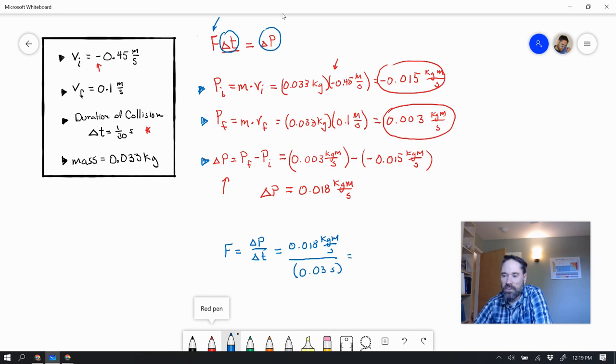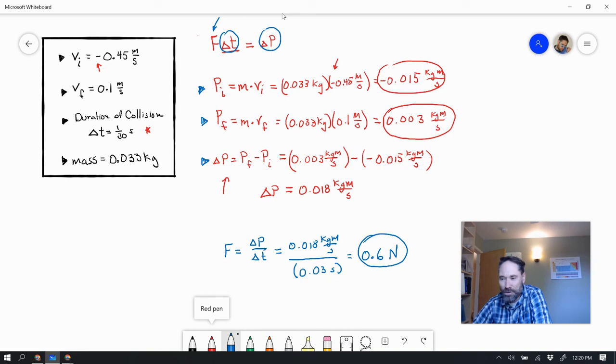And in this case, my numbers are 0.018 divided by 0.03. And what I walk away with now is 0.6, and my units are in newtons. That is the force that this car feels when it crashes into the wall.